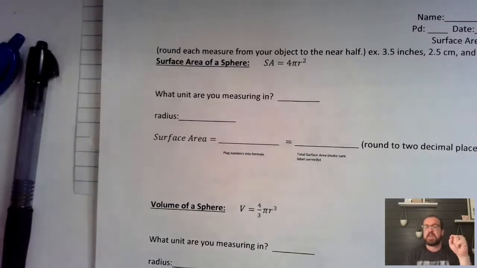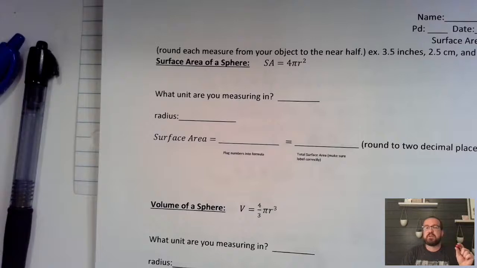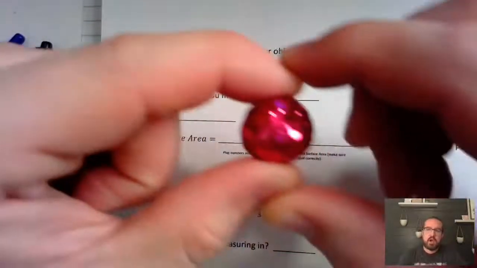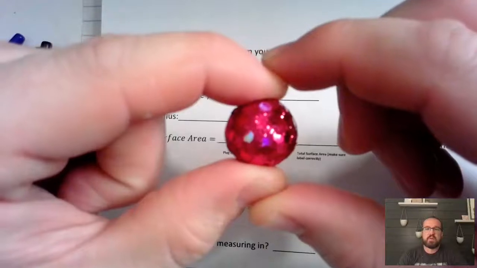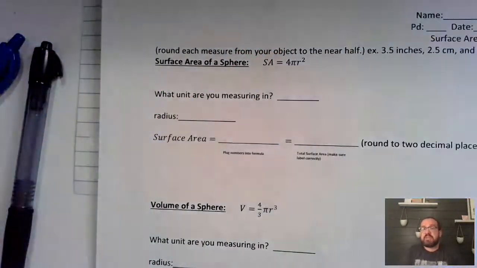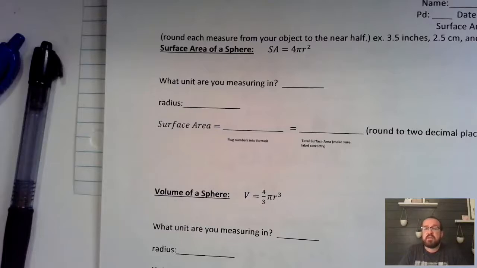Alright guys, geometry fans, we are here for our final object right here. It is the sphere. Alright, so what we're going to be doing is we just have one paper today, finding the surface area and the volume on the same piece of paper. Pretty straightforward. Really the only thing that we're going to be doing is finding the radius, right?